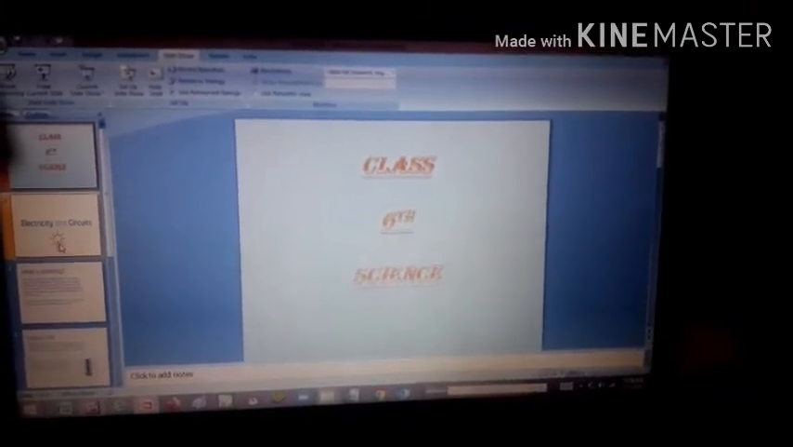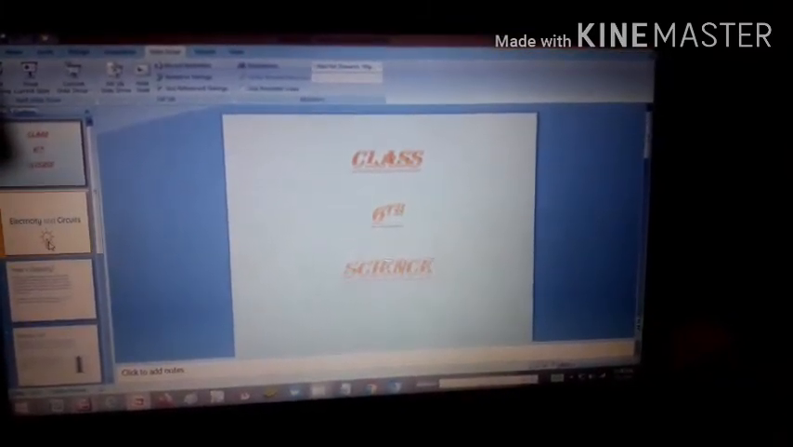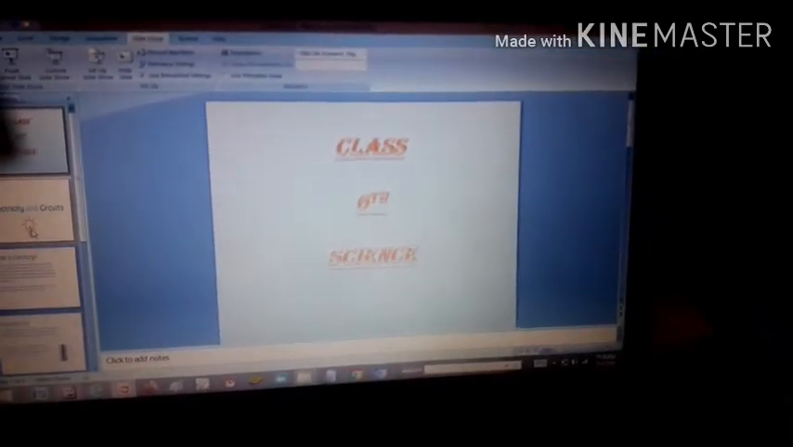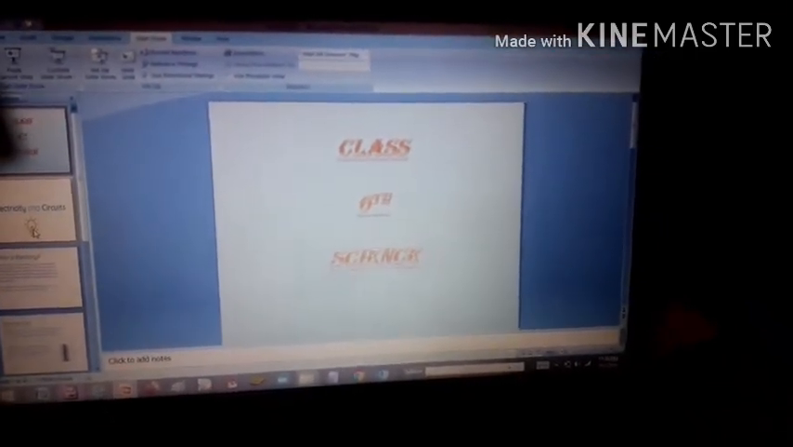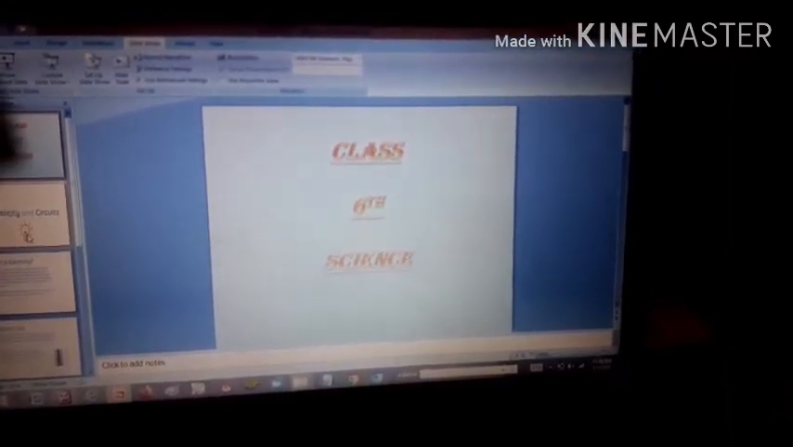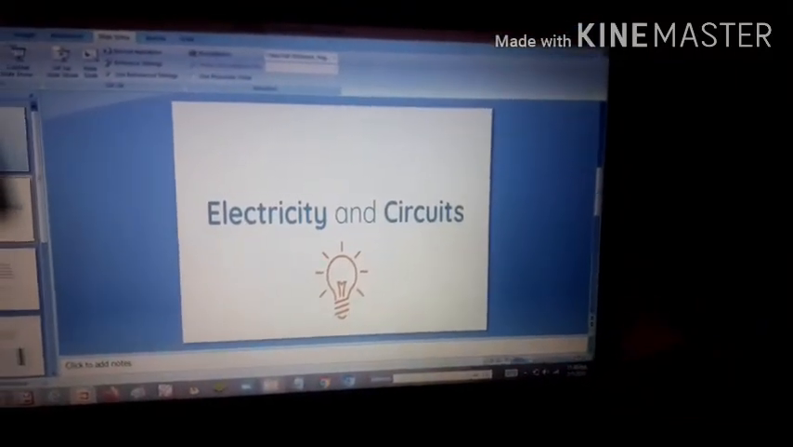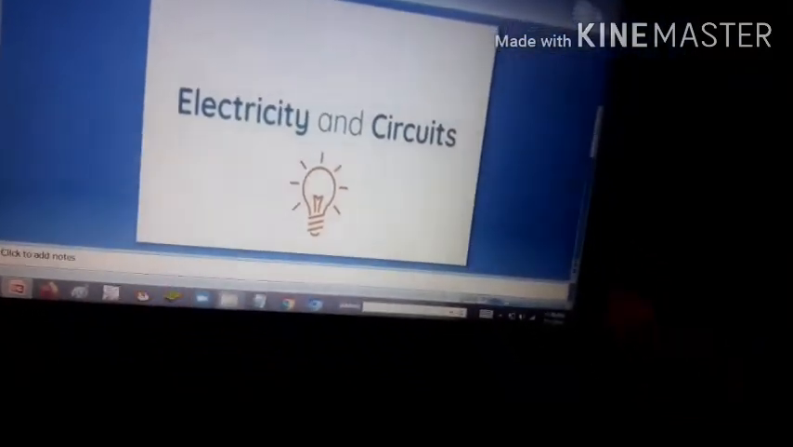We have done 3 chapters in science, in which the first 2 chapters are coming in your unit test 1. This is the third chapter, and this is your unit test 2 course. Now the new chapter which we are going to start is electricity and circuits. This chapter is also your unit test 2 course.